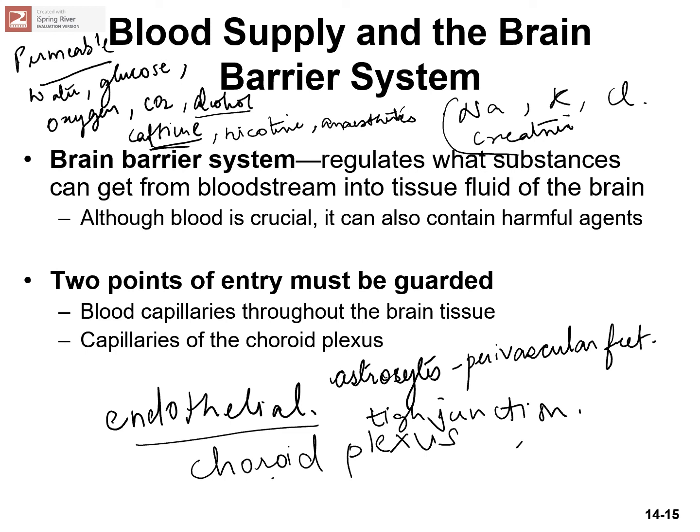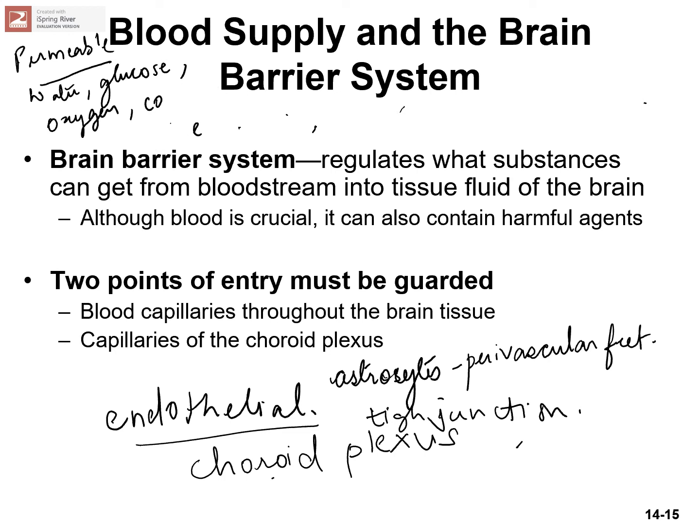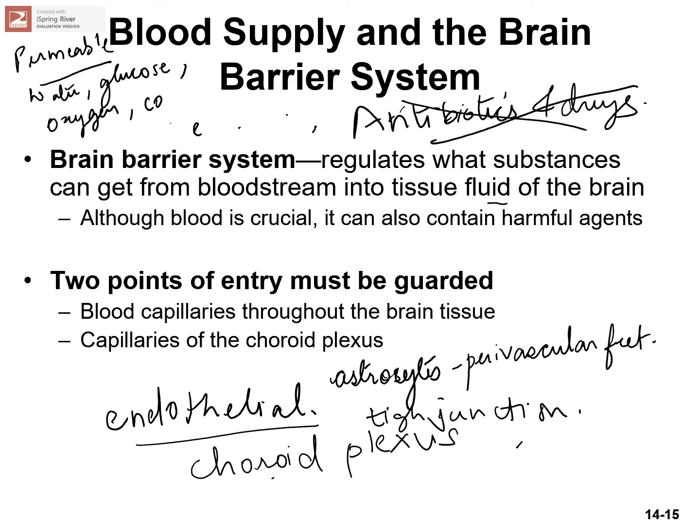Now, what cannot pass through the blood-brain barrier? If you think of it, antibiotics and other drugs. These cannot easily pass through the blood-brain barrier, and that's why it makes it highly complicated to treat brain diseases. Trauma and inflammation can damage the blood-brain barrier. So when a person undergoes trauma, they're at high risk for infection in the brain.